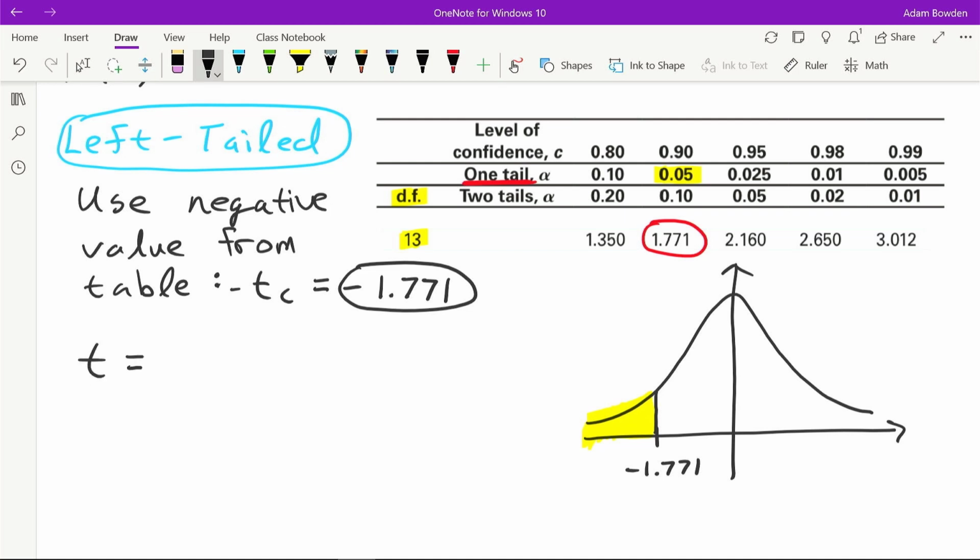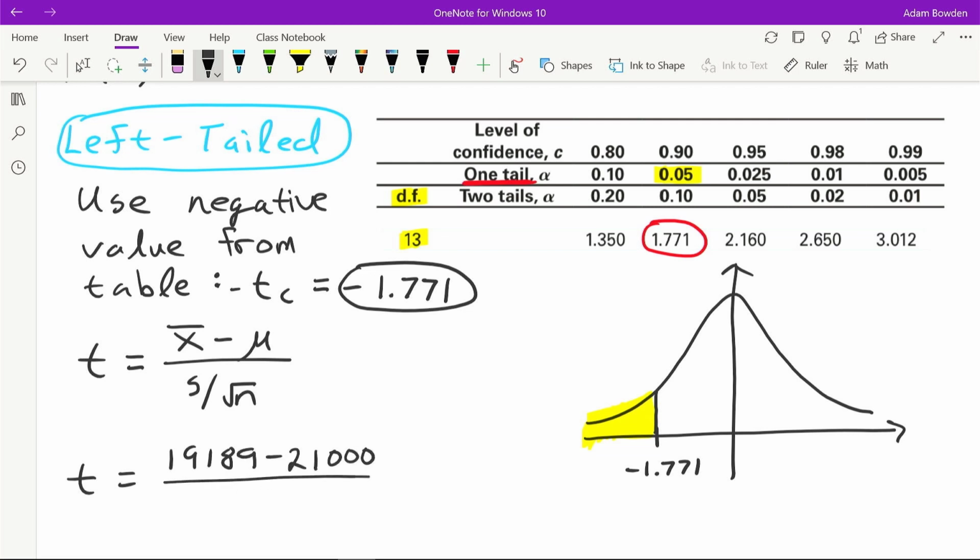So next we're going to calculate t using the formula x bar minus mu all over s divided by the square root of n. So that would look like 19,189 minus 21,000, which is mu in this case, divided by 2,950 divided by the square root of 14. That gives us a value of negative 2.297. So now we look at our left tail, and does it rest in the left side?